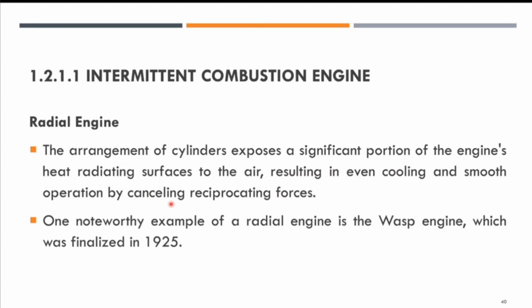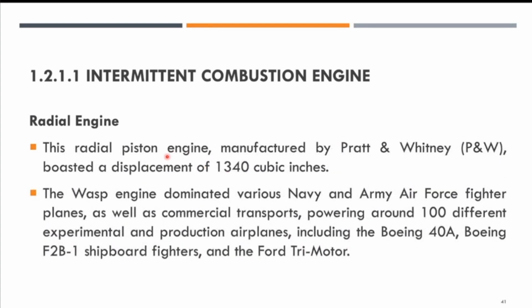Right. So one good example is the Wasp engine, which was designed in 1925. The radial piston engine was manufactured by the engine manufacturer Pratt and Whitney, and has a displacement of 1,340 cubic inches. This type of engine dominated the Navy and Army Air Force fighter planes as well as commercial transport, powering around 100 different experimental and production aircraft.